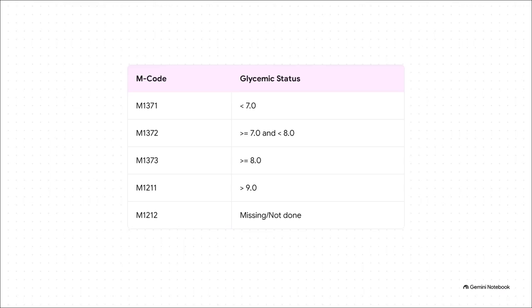Now, check out these corresponding M codes for glycemic status. They function a lot like those F codes, but these tie specifically into quality reporting assessments. We're seeing that exact same stepping pattern here, M1371 for under 7.0, all the way up to M1211 for anything greater than 9.0. But I want you to pay really close attention to M1212. You use this one if the assessment is missing or just wasn't performed during the measurement period. In the compliance world, accurately reporting a gap in care is honestly just as critical as reporting a success if you want to maintain a squeaky clean audit trail.